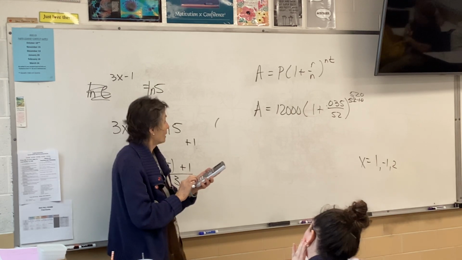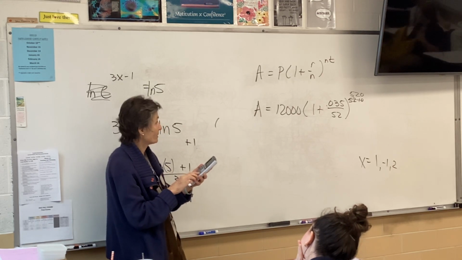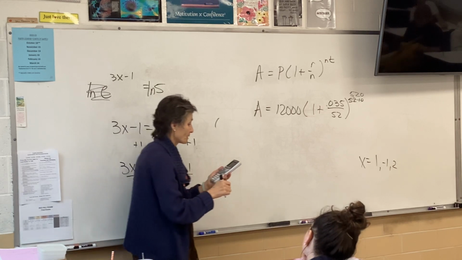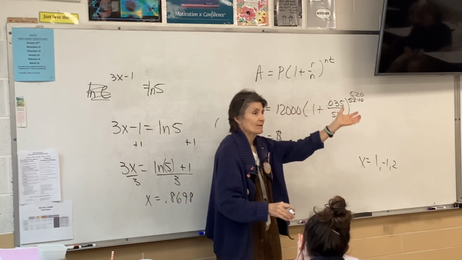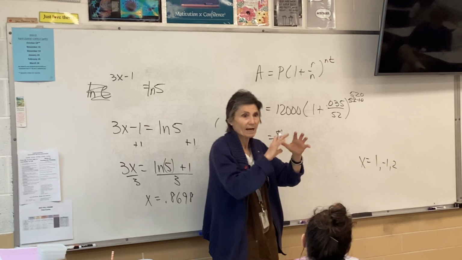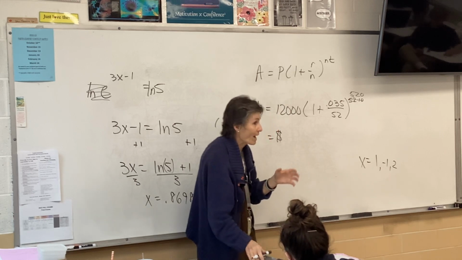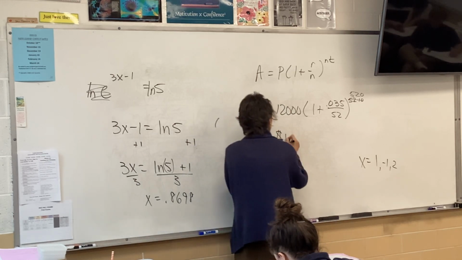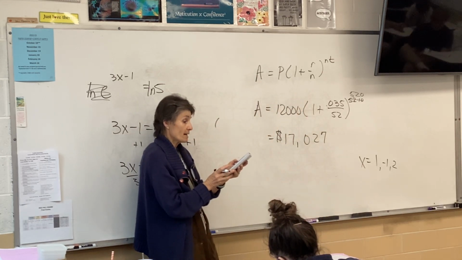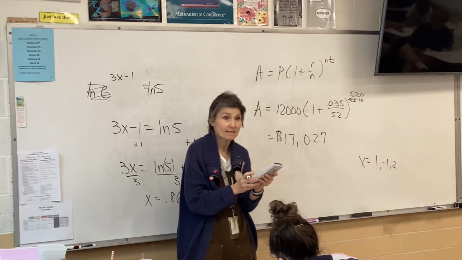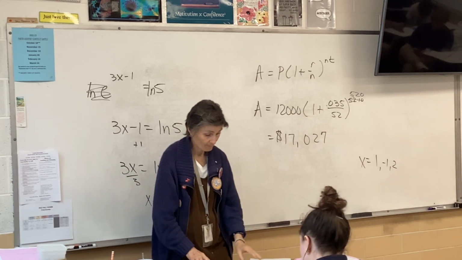12,000, parentheses, 1 plus 0.035 divided by 52, close parentheses, raised to the 520. I got it. Now it says, and again, remember, there are like 5 teachers involved in writing this, so we have to kind of be flexible. It says to the nearest dollar, which means we're going to round off to the dollar. So we do $17,027 because it's actually $26.81. So to the nearest dollar, it would be $17,027.